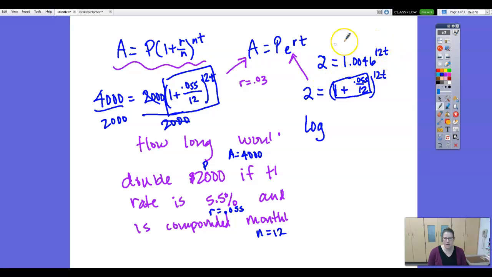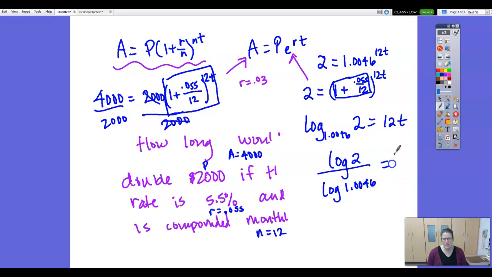So now this right here I'm going to change to log form. Remember, this base number would be 1.0046. That would be the little number down here, and then of 2 equals the exponent, 12t. So I can put that in my calculator as log 2 divided by log 1.0046, and that's going to equal 12t. So I'm taking log 2, closing the parenthesis, and then dividing by log 1.0046 and closing the parenthesis. Hit enter.